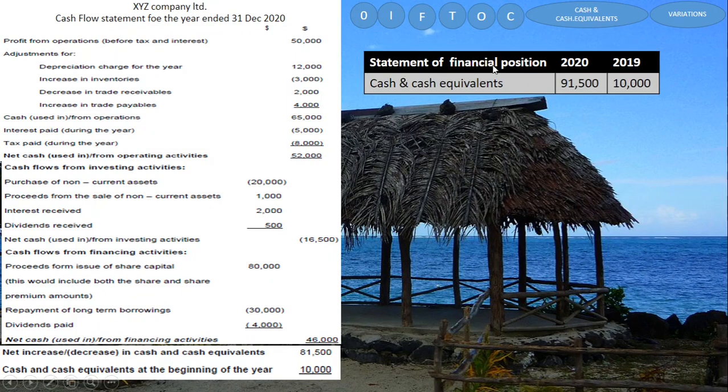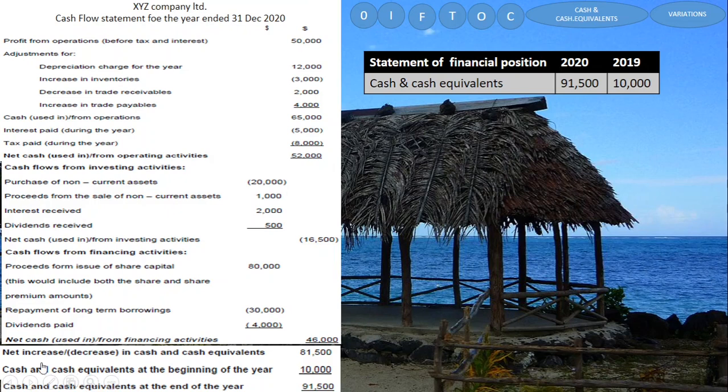Suppose this is an extract of the statement of financial position 2019-2020. Cash and cash equivalent, you have to add 10,000 in 2019 and 91,500 in 2020. So here cash and cash equivalent at the beginning means you need to put this 10,000 here. Now we will add these two up. 81,500 plus 10,000 will give you 91,500, which we refer to as cash and cash equivalent at the end of the year.